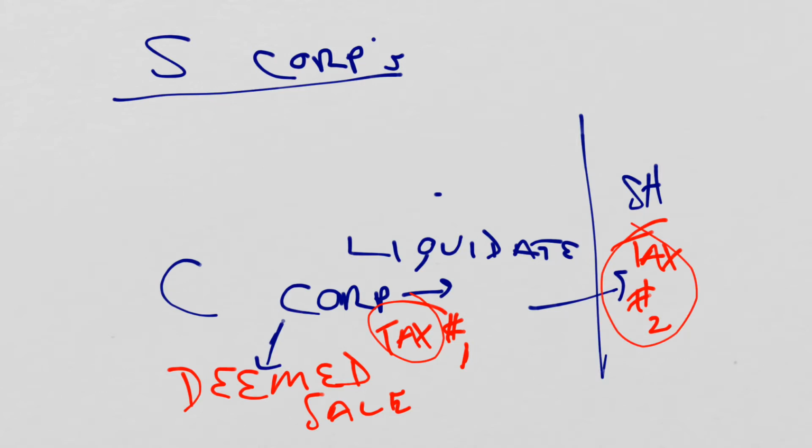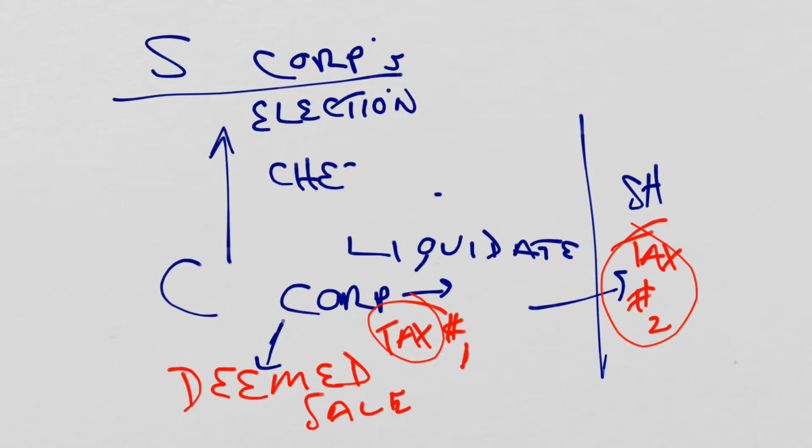So a clever tax practitioner, meaning a CPA, they're the clever tax practitioner, says, hey, I got an idea. Why don't we take a C corporation and make the election, check the box, to become an S corporation. Remember, check the box. All right. Now, why does that work? So that we have to understand, and that's what we're getting to.